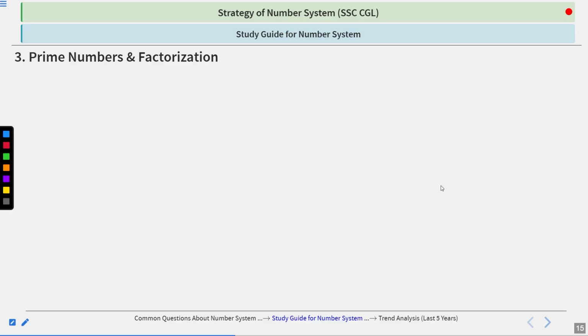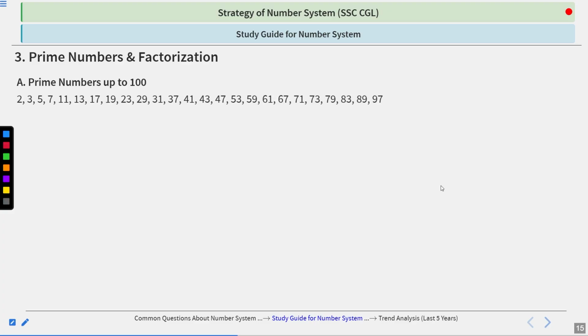Next one is prime numbers and factorization. So prime numbers up to 100 we can list. 2, 3, 5, 7, 11, 13, 17, 19, 23, 29, 31, 37, 41, 43, 47, 53, 59, 61, 67, 71, 73, 79, 83, 89 and 97. So these are a total of 25 prime numbers up to 100.